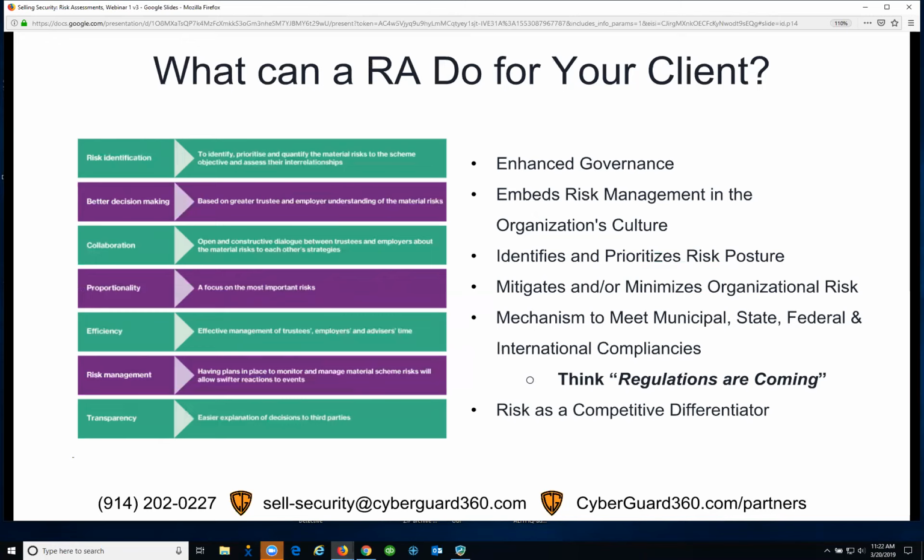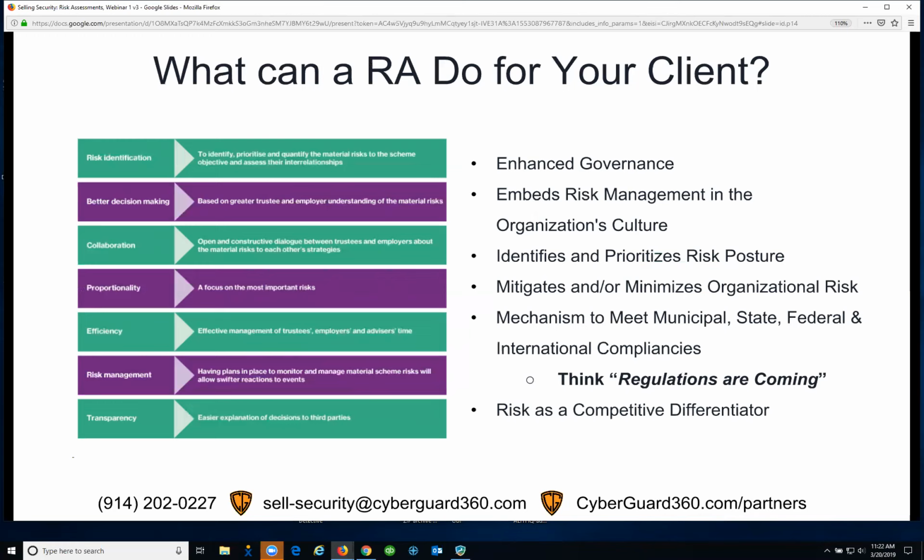These are things that your clients already know internally. And what a risk assessment does is it allows you to bring it to the fore. It allows you to show them where they're falling down and how you're going to help them get back up. They already know they're falling down. Sometimes they don't know where.